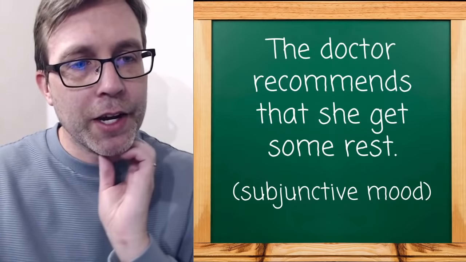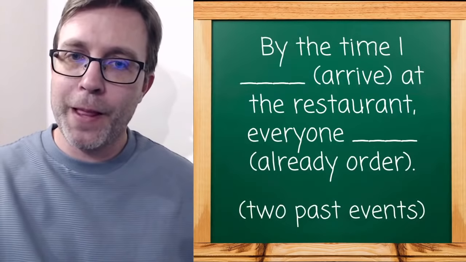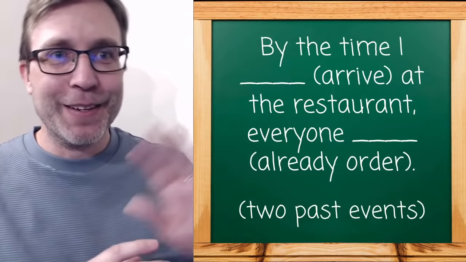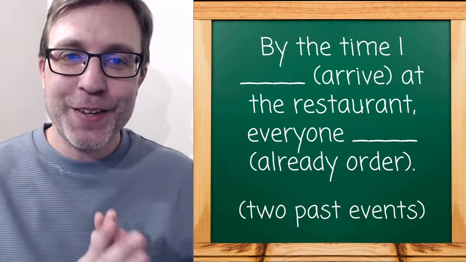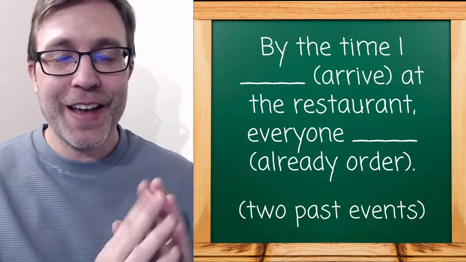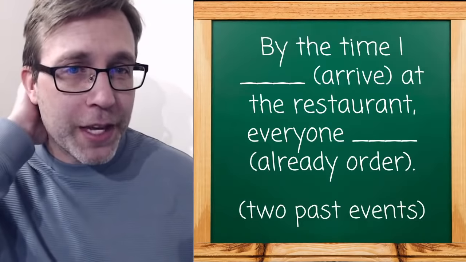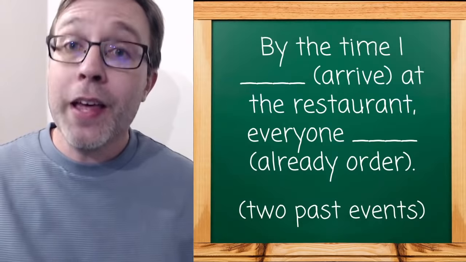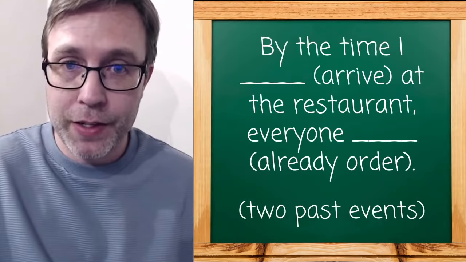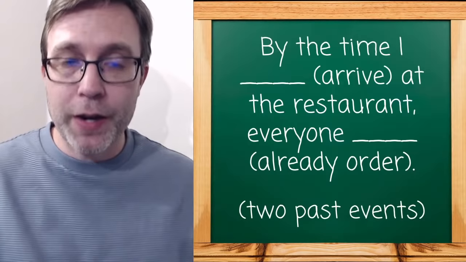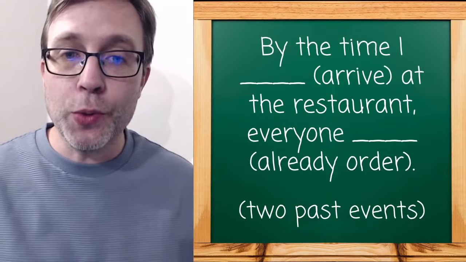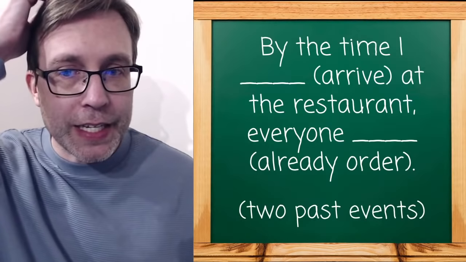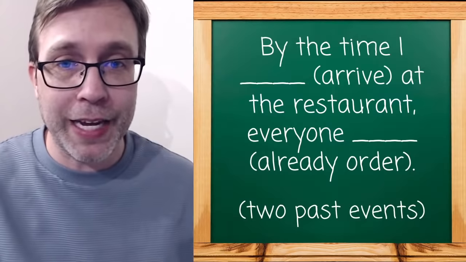Here's another one. Are you guys ready? What do you think? Now, I talked about this previously, a few minutes ago, 2 past events. All right. And now I'm giving you 2 blanks. So think about the situation. By the time I at the restaurant, that is actually an adverb clause. The main clause, everyone, and I want you to use already order. So how would you complete that sentence? There's 2 different blanks in this one.